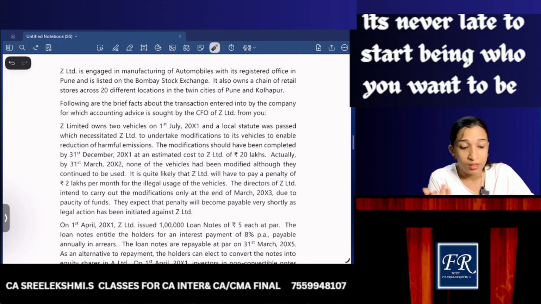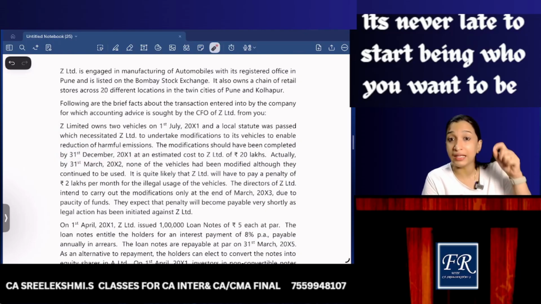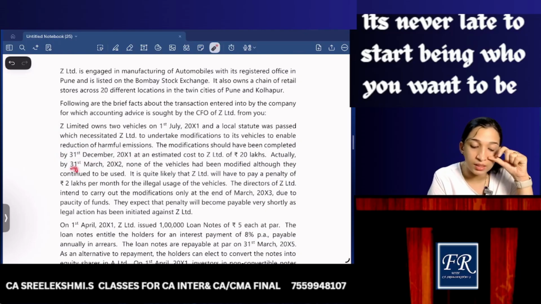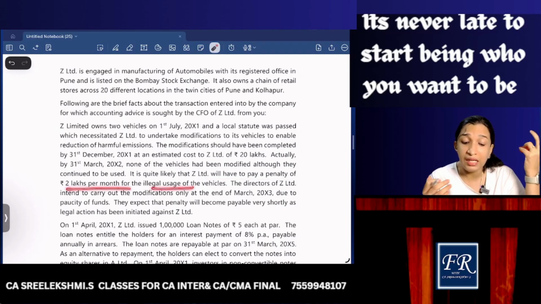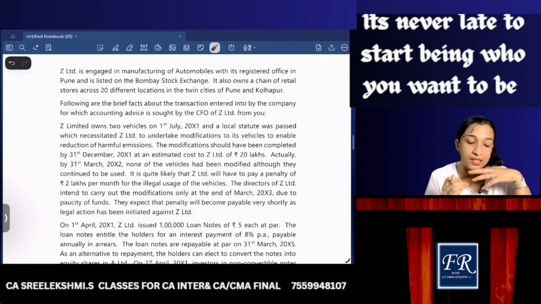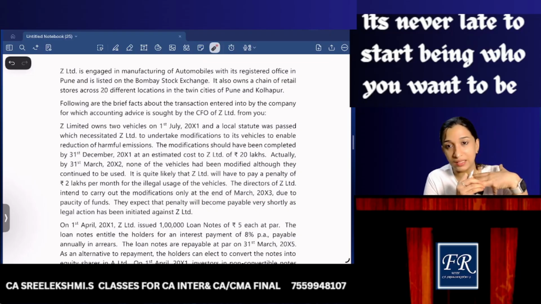So wrong. So you should have done this modification by 31st December. And that is a statute, that's a rule. But 31st March, you have not done any modification. It is quite likely that Z Limited will have to pay a penalty of 2 lakhs per month for this illegal usage of vehicles. The directors of Z Limited intend to carry out modification only at the end of March 13 due to paucity of funds.